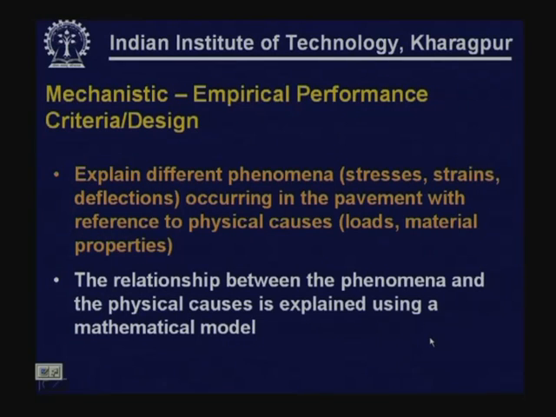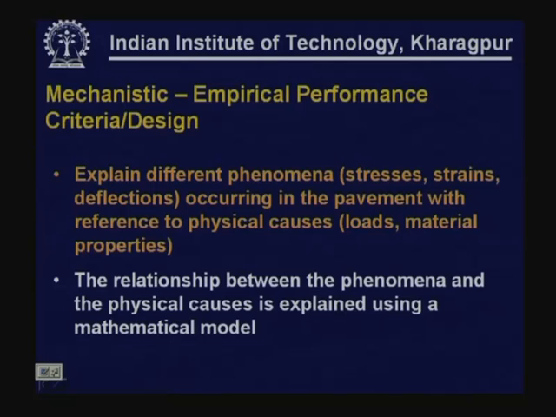Compared to this, we have mechanistic empirical performance criteria and the designs that are based on them. So we call them mechanistic designs, or normally they are called mechanistic empirical designs. These try to explain different phenomena: stresses, strains and deflections that occur in pavements. With reference to the physical causes, what are the causative factors? Causative factors are loads and the material properties. So they try to explain why stress is more, why deflection is more, why strain is more in terms of the material properties that we are using and the loads that are applied.